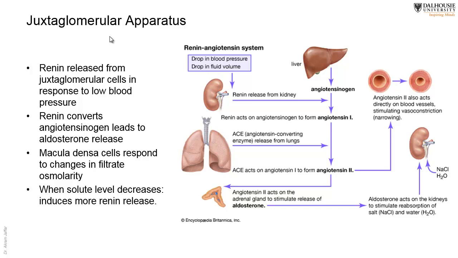increasing the blood volume, increasing the blood pressure, and then a feedback mechanism will take place, and the amount of renin will be reduced. As the blood pressure becomes normal, the renin will be reduced and a balance will take place.